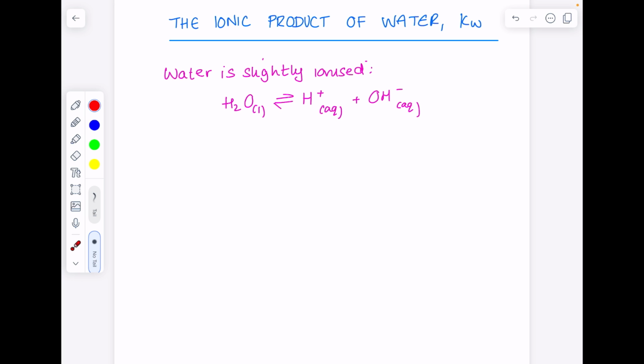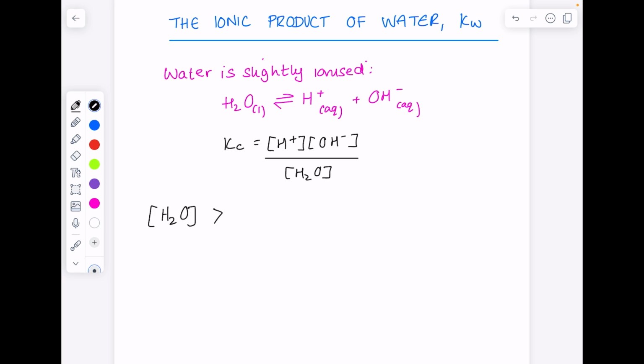Now, as water is in equilibrium, an expression for Kc can be given. We've covered Kc previously. That's the equilibrium constant, where you do the concentration of the products divided by the concentration of reactants. And again, something we previously mentioned, that when the concentration of one of the substances is so much greater than that of the others, so in the case of water, the concentration of water is much greater than that of the H+ ions and the OH- ions, it does mean that the concentration of H2O is effectively constant.